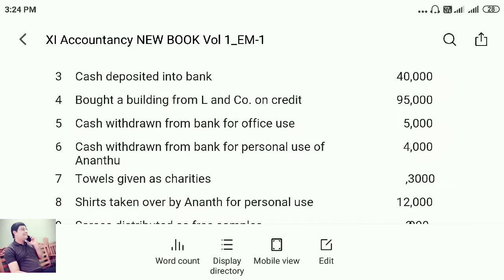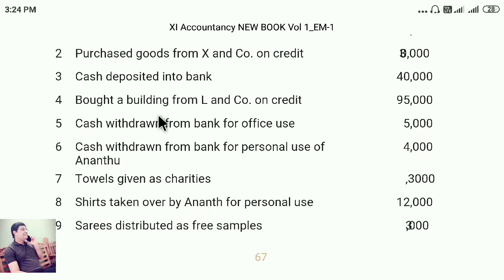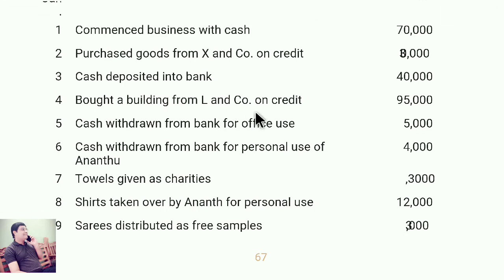Date 4. Bought a building from L&T Company on credit. So what did we purchase? Building. So what comes in? Building comes in. Whether we paid the cash? No, still we didn't pay the cash. So building account debit to L&T Company, because still we have to make the payment. What is building? It is a real account. So what is the rule for real account? Debit what comes in. So building account will be debited.